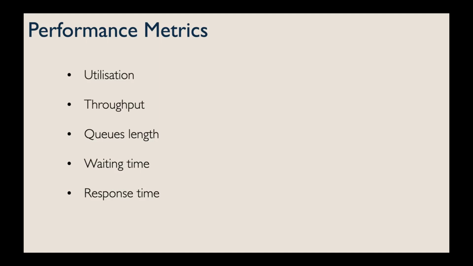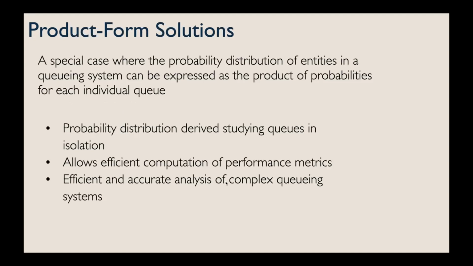Waiting time is the average time spent by a customer waiting in a queue, whereas response time is the sum of waiting time and the average time spent by the customer in service. Notice that these two last performance metrics are particularly important when evaluating quality of service. Two last things about background.